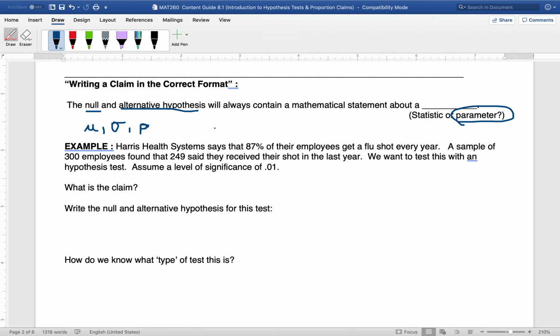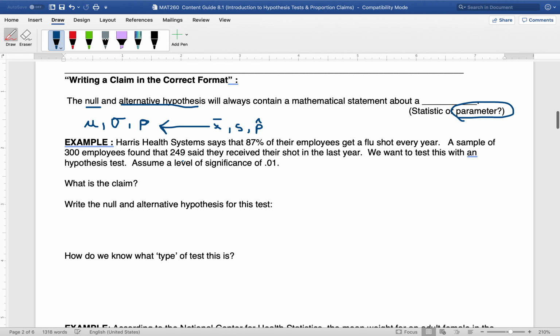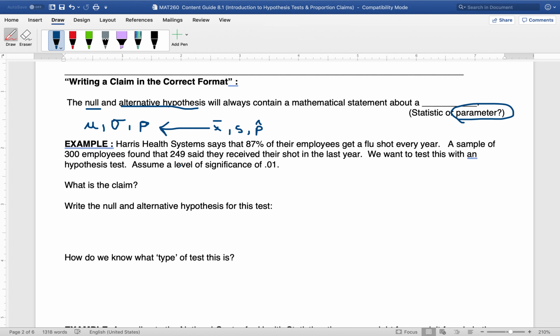So we're going to be given sample means and sample standard deviations and sample proportions, and we're going to be using them to test the claims about the population. Because remember, we're never going to be able to have the entire population, or it's going to be very rare. So we're going to be working with samples to see if we can figure out these claims about the entire population.